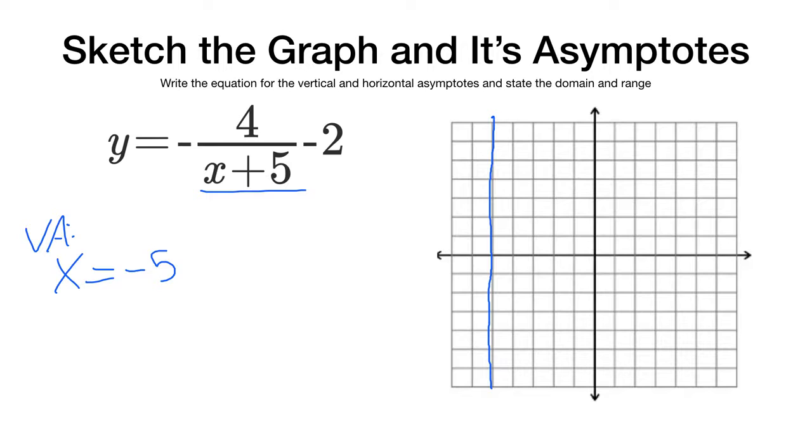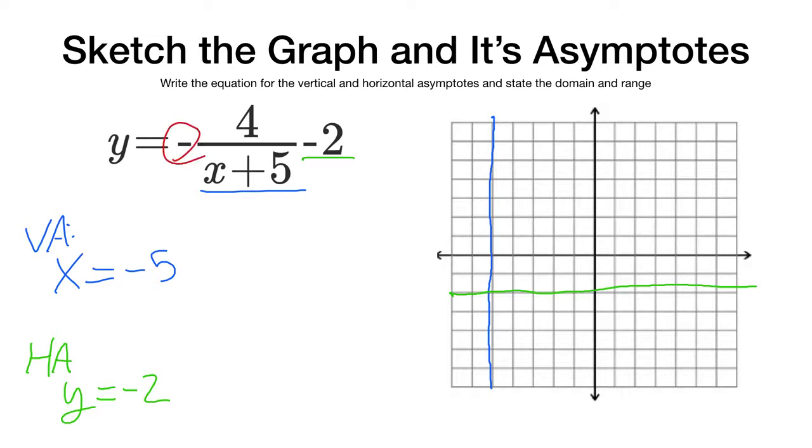Now we'll talk about our domain in just a second. Now our horizontal asymptote, well, let's see. That minus 2 is going to change that, so that means it's going down 2, meaning y equals negative 2. That's the same as our k in h and k that we learned from that transformation. So at this point, our graph would be relatively simple. In this case, it would go down 4.